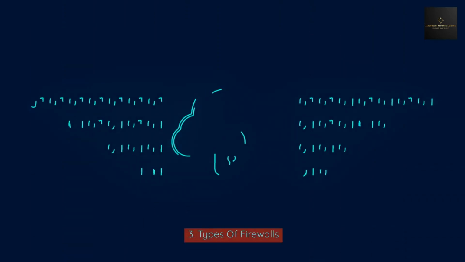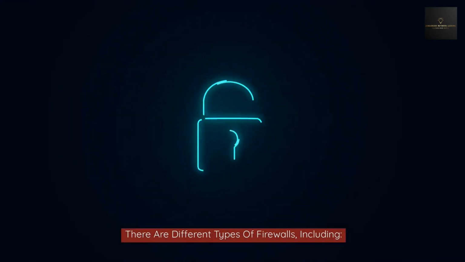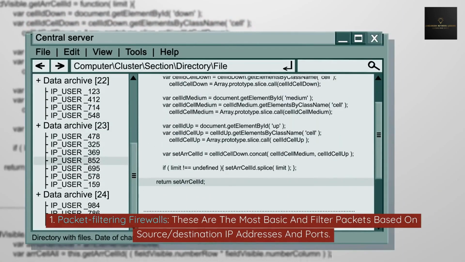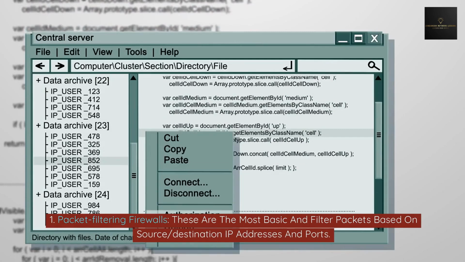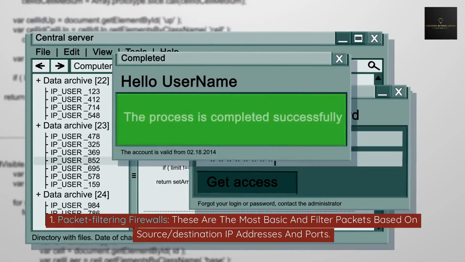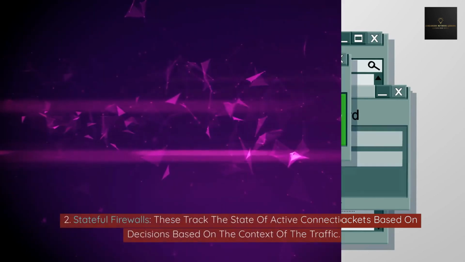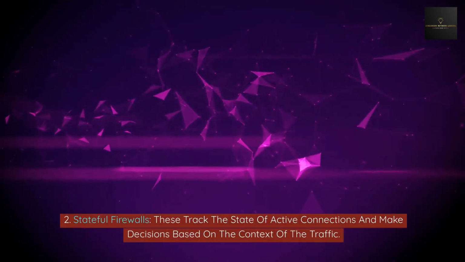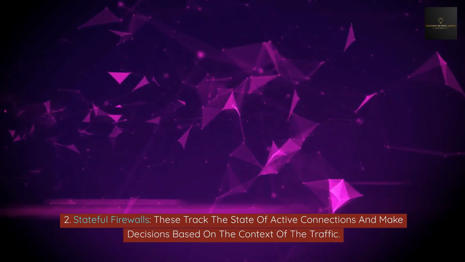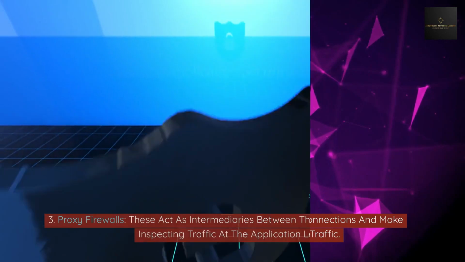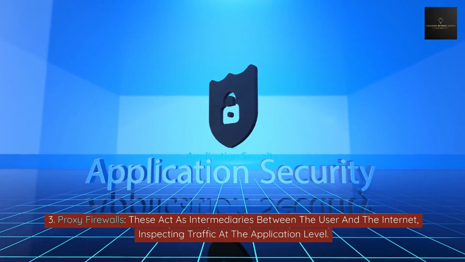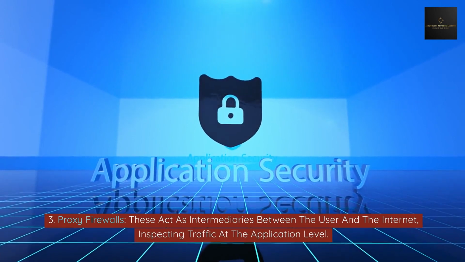3. Types of firewalls. There are different types of firewalls, including 1. Packet filtering firewalls. These are the most basic and filter packets based on source/destination IP addresses and ports. 2. Stateful firewalls. These track the state of active connections and make decisions based on the context of the traffic. 3. Proxy firewalls. These act as intermediaries between the user and the internet, inspecting traffic at the application level.